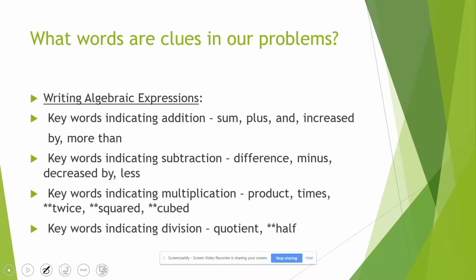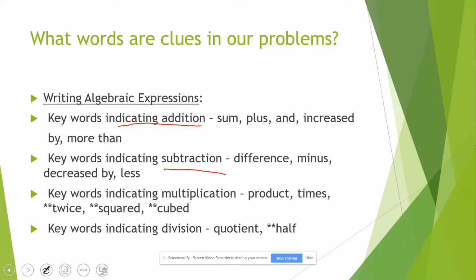When we're talking about writing word problems, we need to go back and review the words that we're looking for to tell us when we're writing adding, subtracting, multiplying, or dividing. So we have addition: sum, plus, increase by, more than. Subtraction: difference, minus, decrease by, less.